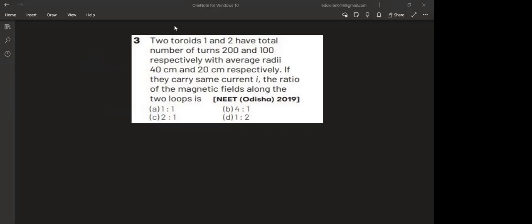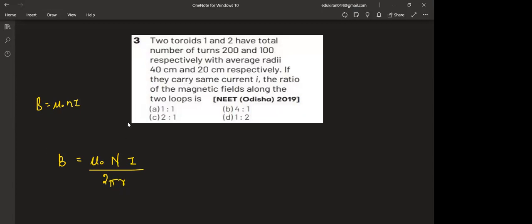So which is the formula that we should use for toroid? Mu naught nI. What is the value of n that we should put? N by L, that is N by 2 pi r. So mu naught, this is small n, we write it as mu naught nI, but the value of n that we'll put will be N by 2 pi r. So this is going to be mu naught NI by 2 pi r. This is the general formula.